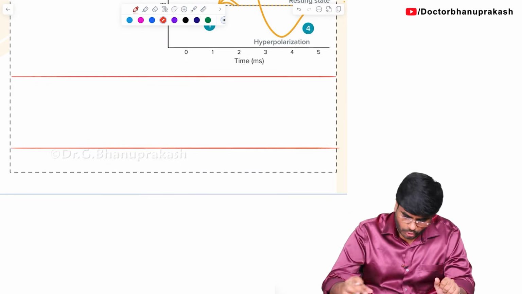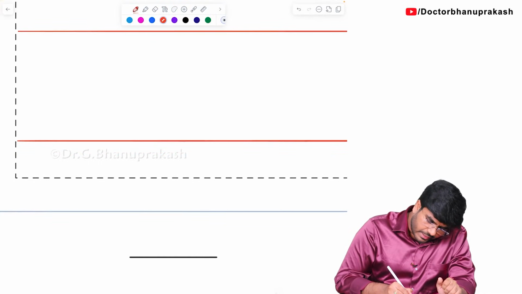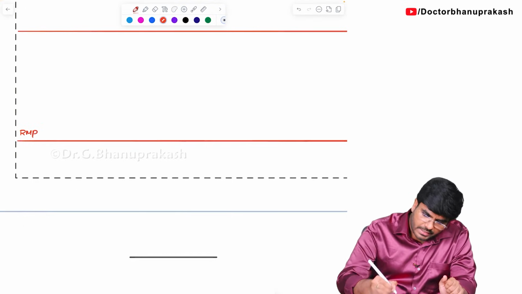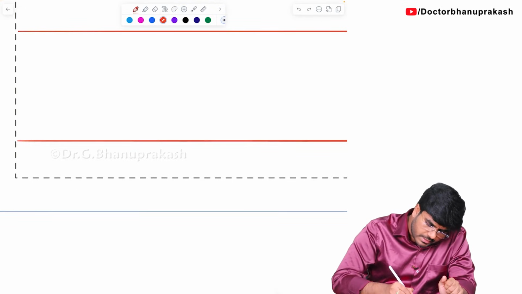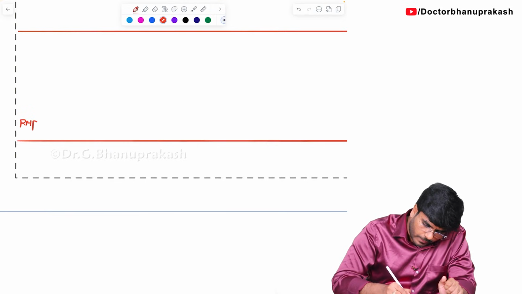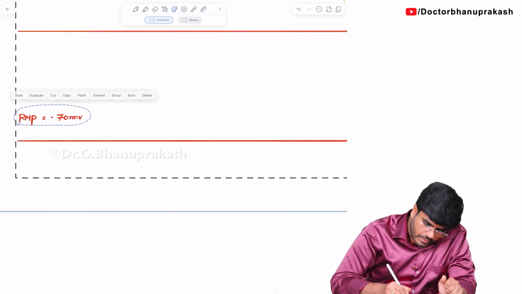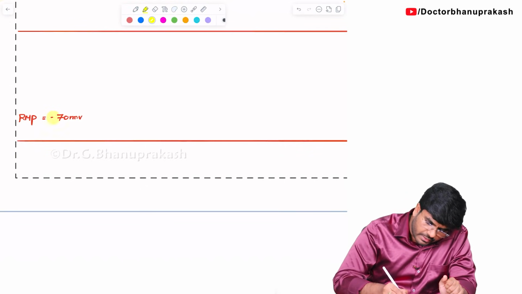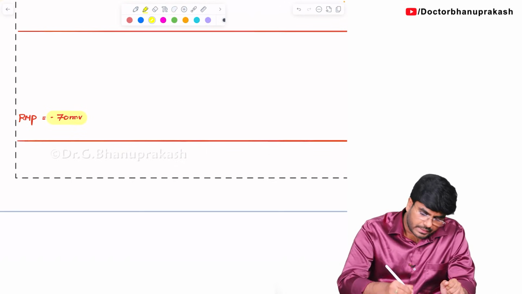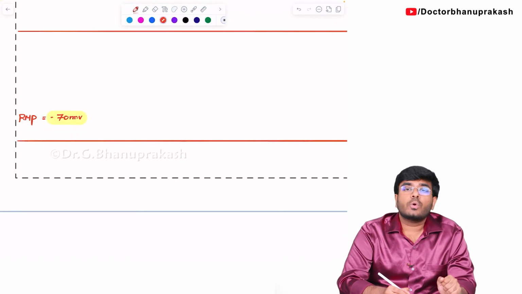Every cell in our body has a resting membrane potential. What is the resting membrane potential of this neuron? It is somewhere around minus 70 millivolts. Now my question to you: why is it minus 70 millivolts? Why is the voltage always negative inside a cell? The reason for this negativity is the sodium potassium pumps.